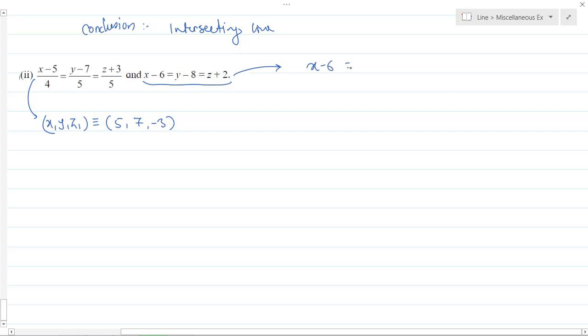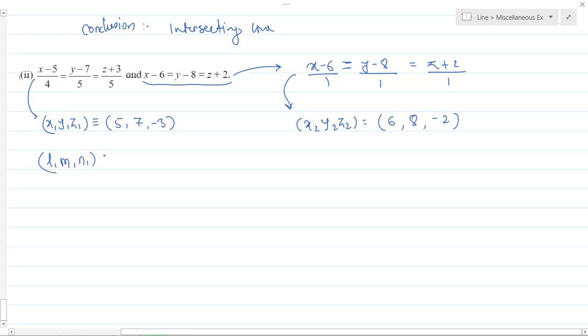x minus 6 equals y minus 8 equals z plus 2. Nothing to do, it is divided by 1, nothing means 1 will remain. Okay, so divide by 1. From this equation let's find out x2, y2 and z2. What came here is 6, 8 and this is nothing but -2. Find out L1, M1, N1 in the first equation, which is nothing but 4, 5, 5. So these are L1, M1, N1. L2, M2, N2, what will come here? This is 1, 1, 1.